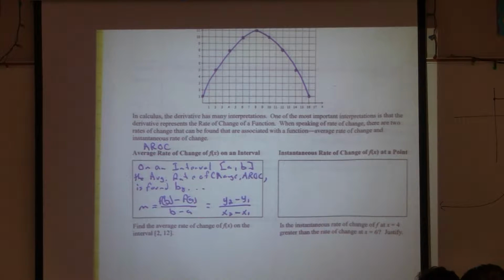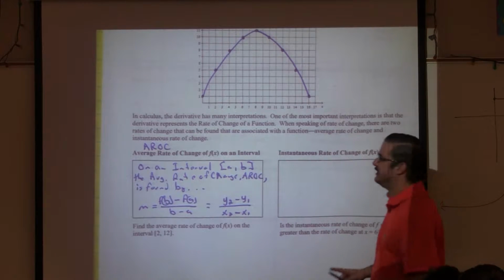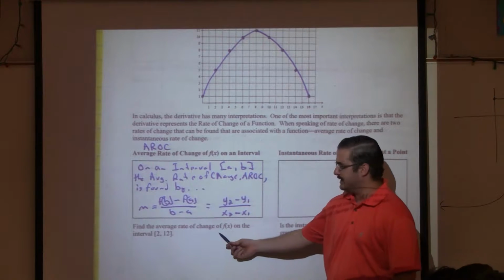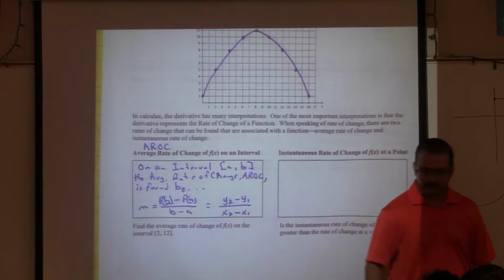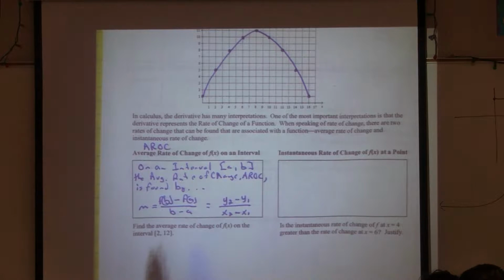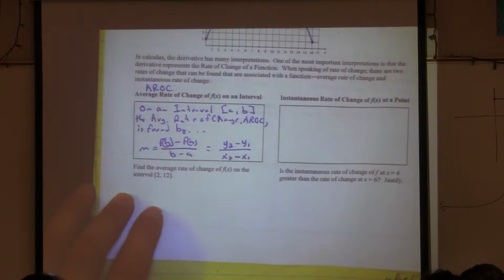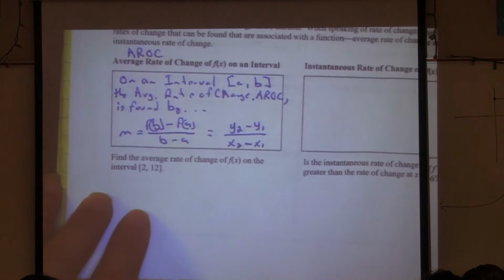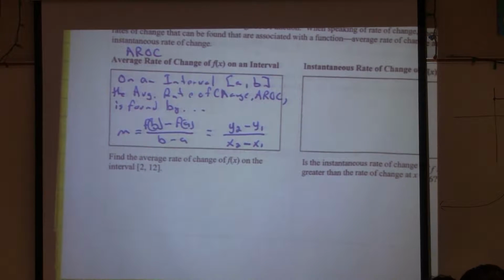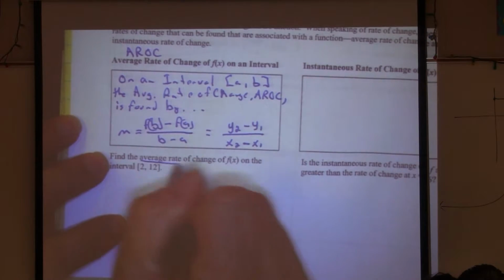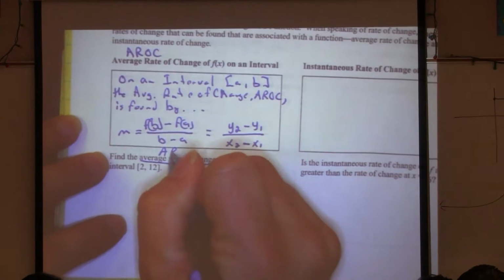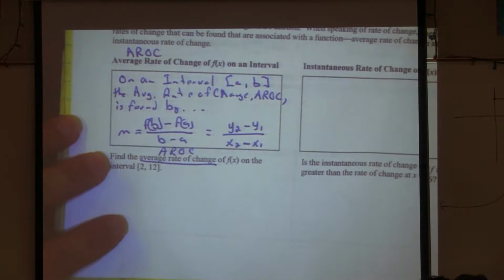Alright, so at the bottom, when they ask a question like this, are you gonna freak out? Find the average rate of change of f of x on the interval 2 to 12. What kind of values are these? Is this a point or is this an interval? Interval, so they're what kind of values? Those are x values, so what do I need for those x values to find the average rate of change? The corresponding y values. So what would be the corresponding y values?